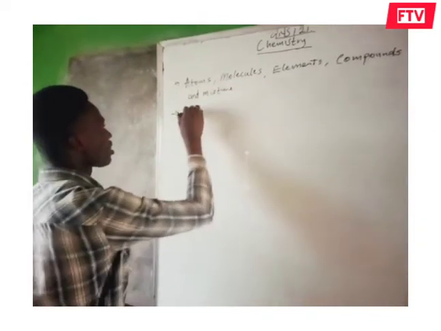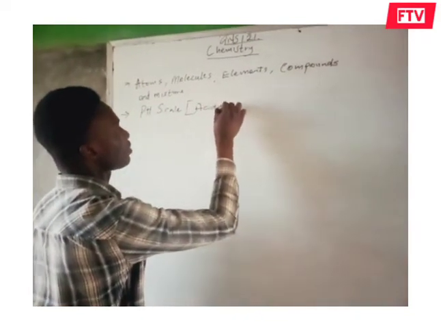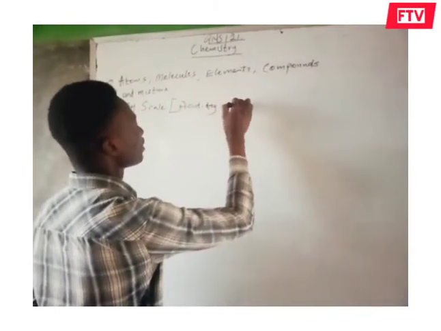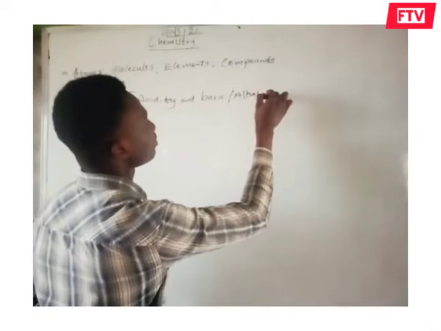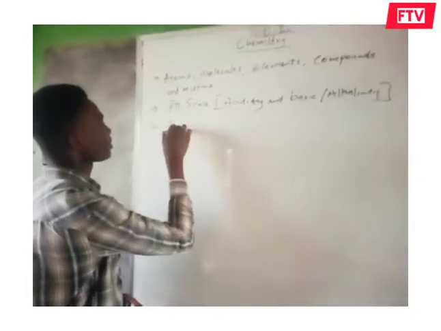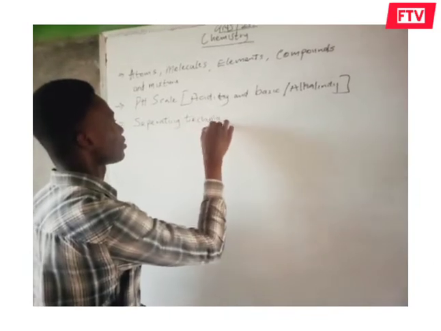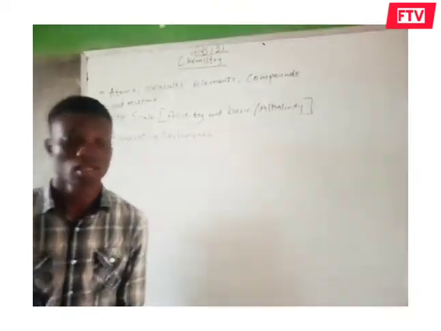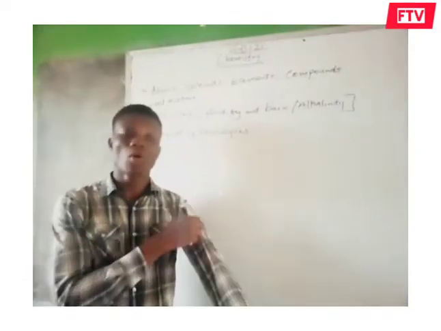We'll talk about the pH scale, that is the acidity and the basic or alkalinity. We'll talk about it, and the last outline is the separating techniques, the various separating techniques that we have. Let's start from the first one, atoms. The first outline here is atoms, molecules, elements, compounds, and mixtures. We're going to define them and know much more about them.